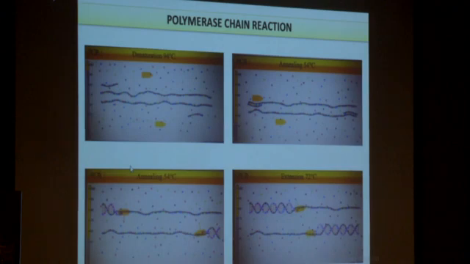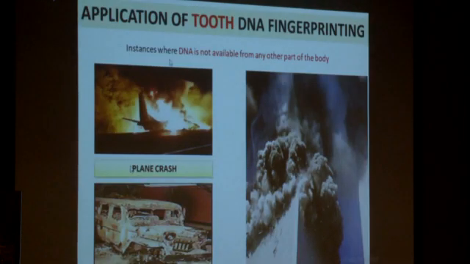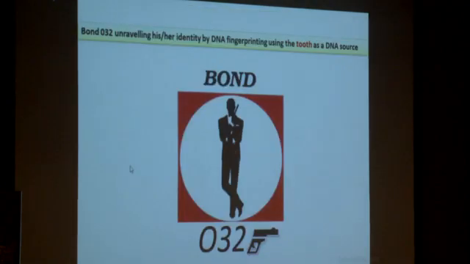There are different steps which are taken. What is the application of this? It can be used where DNA is not available from any other part of the body, like in case of a plane crash, charred bodies, or building collapse. In all such cases, you can go for DNA fingerprinting because DNA from the most stable sites is required. Here, the tooth acts as a shield, so it can easily be saved. Other less stable sites like blood will not be available. So we dentists are no less than James Bond, helping in identifying the person.